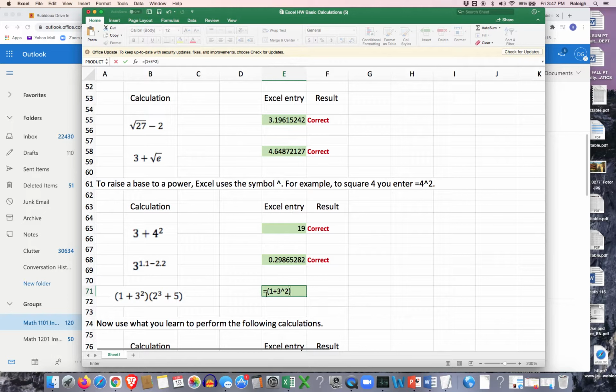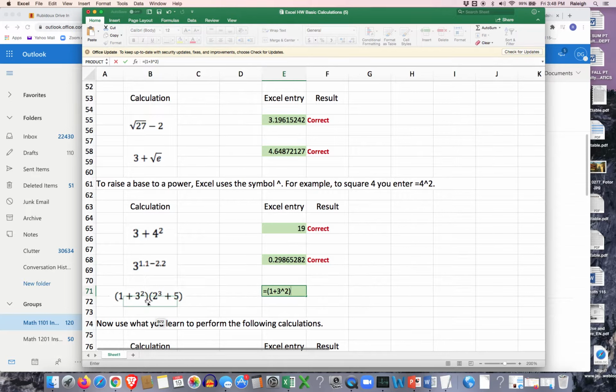Uppercase 6, and so we put in 1 plus 3 squared. Now we're going to multiply, and here's the thing. Algebra doesn't put the asterisk in, doesn't put the multiply sign in, whether it's a dot or an X or an asterisk, whatever it may be. Excel has to have it. That's where the capital letters has to have the multiply sign.